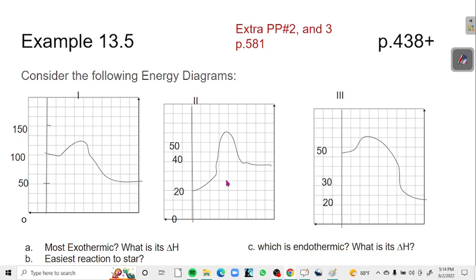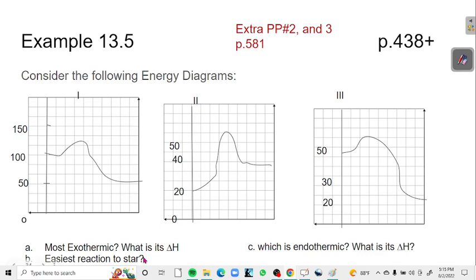Which one is endothermic? Well, this one is the endothermic because the reactants start lower than the products. That's where the products go. And they want to know what's the change of enthalpy. Well, read it. From 20 to about 40. So that's a change of 20 kilojoules. Being endothermic means that it's positive 20 kilojoules of energy. So C is also answered.